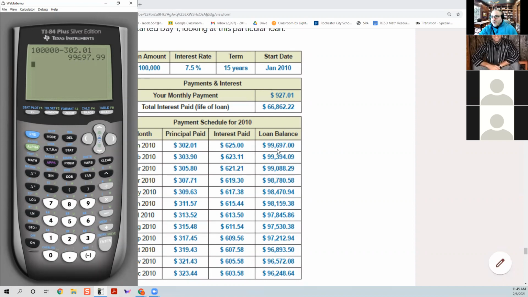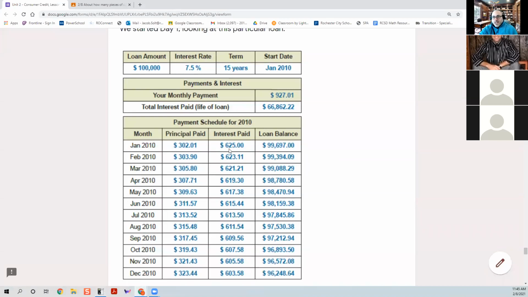$99,697.99. That's what we got going on right here, right? I don't know why I dropped the 99 cents, but the loan went down exactly, or should have come down exactly $302.01. The interest paid was going to be $625. The bank just gets to keep this. This is just profit right here.